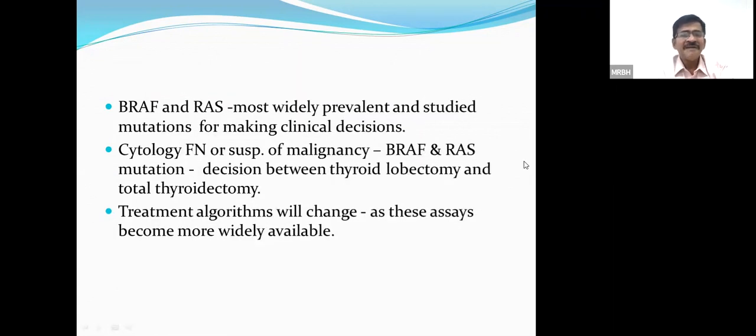So BRAF and RAS mutation is the most widely prevalent and studied mutation for making clinical decisions. In cytology of follicular neoplasm or suspicious for malignancy, BRAF and RAS mutation study is important, and this can decide between going for a thyroid lobectomy and total thyroidectomy. So the treatment algorithm will change as these assays become more widely available.